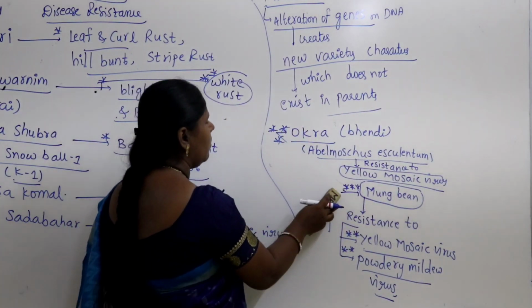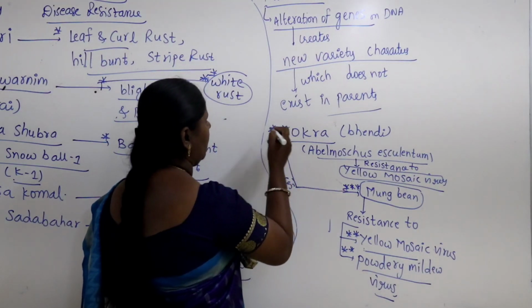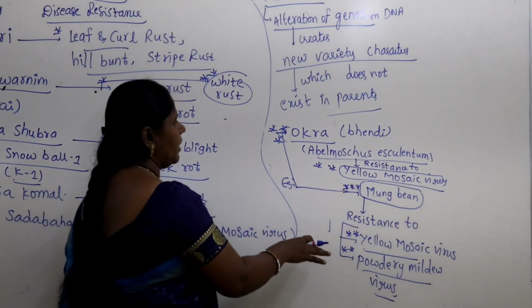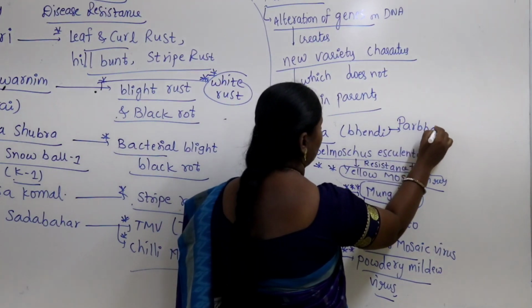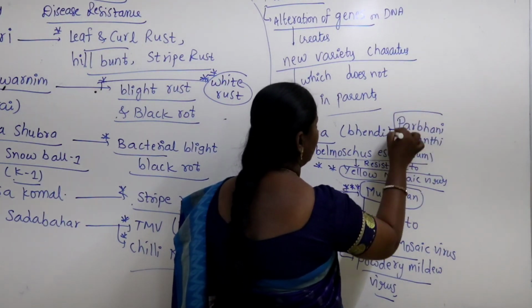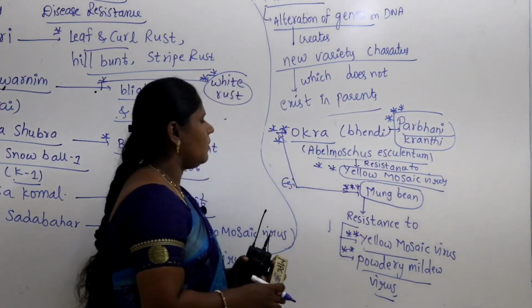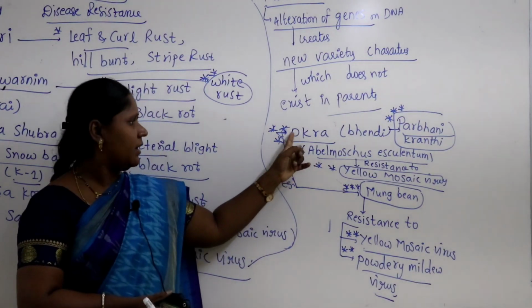What is that? Yellow mosaic virus. Okay, so very important. And that variety is created, it's called Parbani Kranti. Very important. Again I repeat, okra, it's a bendy variety.